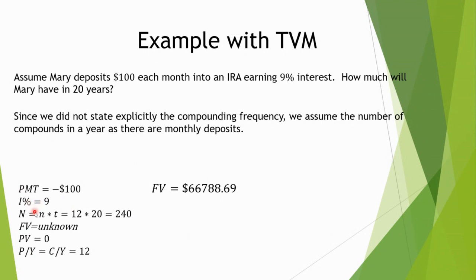I%, that's the interest rate, our APR, which in this case is 9, as you can see. Capital N is going to be N times T: 12 payments per year times 20 years, 240 monthly payments. FV is unknown because we're looking to see how much she'll have in the account down the road. That comes later. In that account, we're assuming, as we saw in the calculations, there's nothing in there initially. And these two are the same, both going to be 12. There are 12 compounding periods a year, or monthly payments, in other words, payments per year and compounding periods per year. Each one is 12.